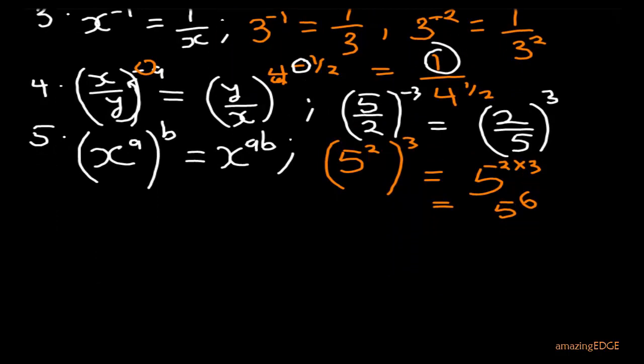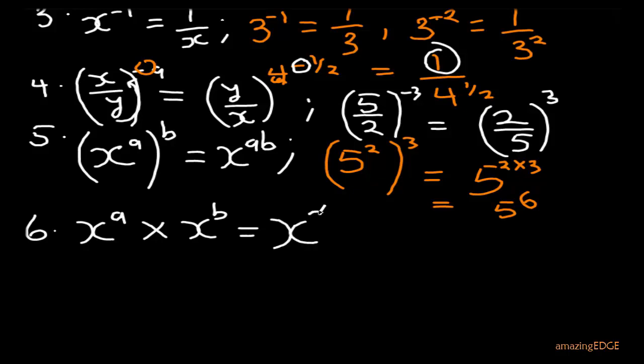Okay, so we look at another law. That's number 6. Whenever I have x raised to power a multiplied by another x raised to power b, this will give us x raised to power a plus b. So we don't make the mistake of multiplying the powers. This one will now become plus, no longer multiplication.